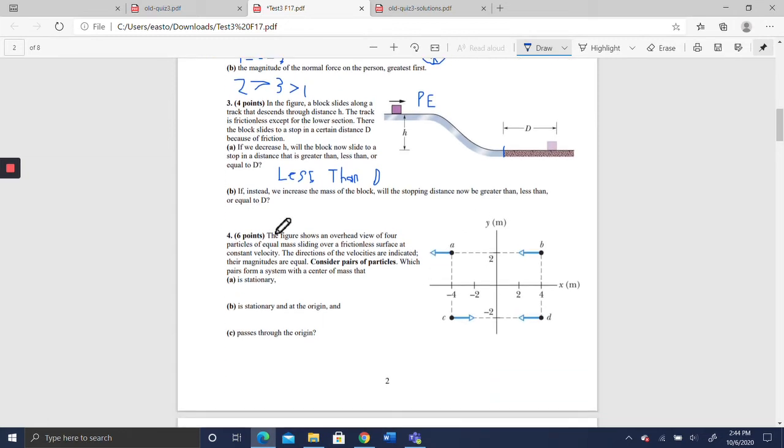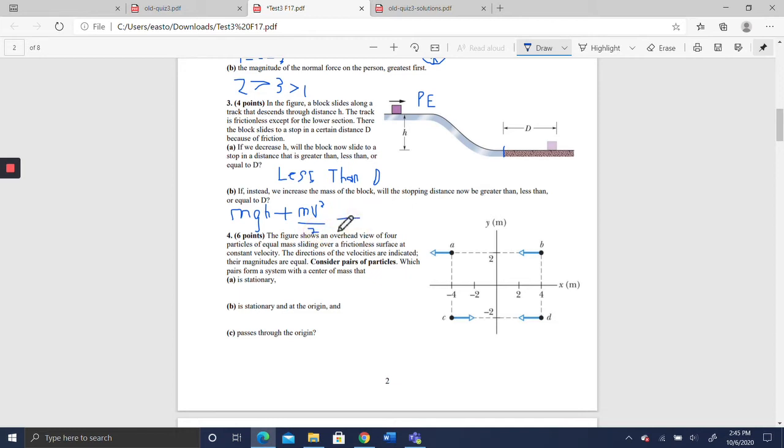If we increase the mass, this one is a bit of a question about energy. Once again, that's a bit with knowing the equations, because the potential energy is equal to mgh, and the kinetic energy is equal to mv squared over 2.